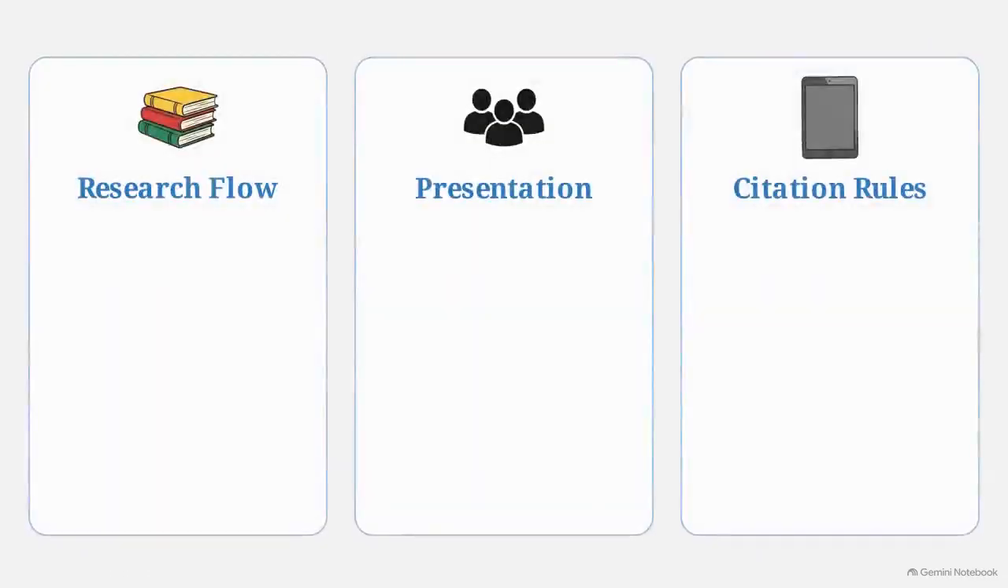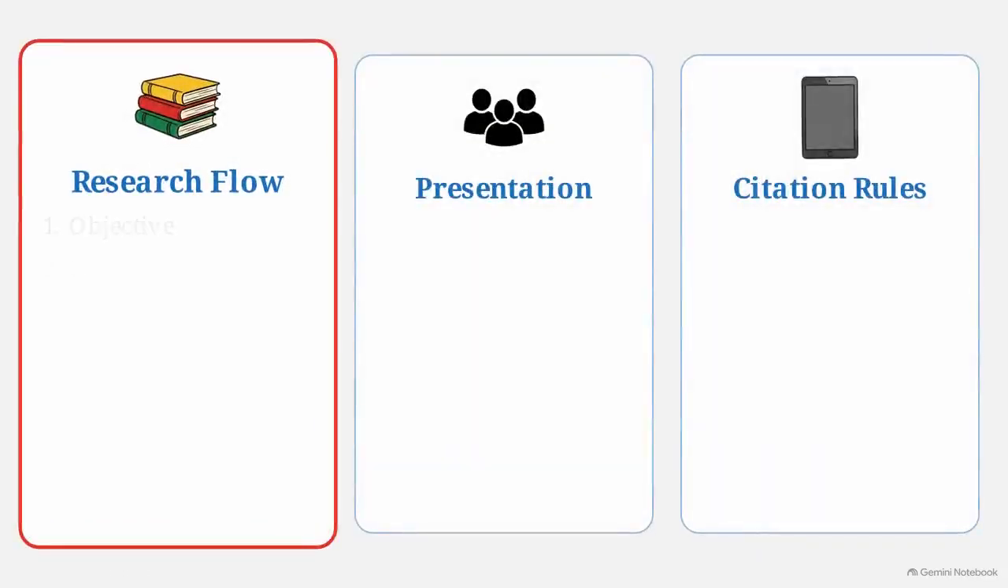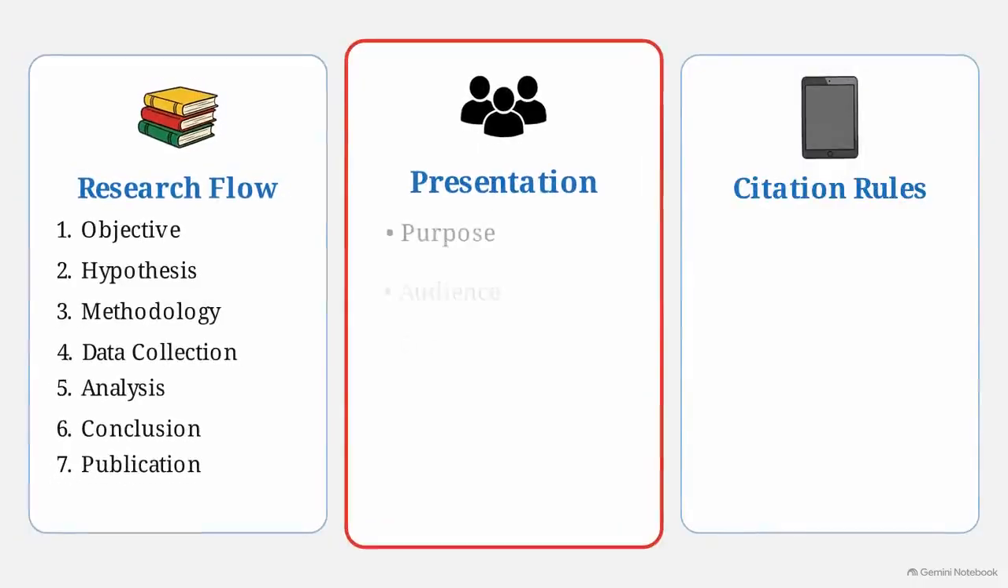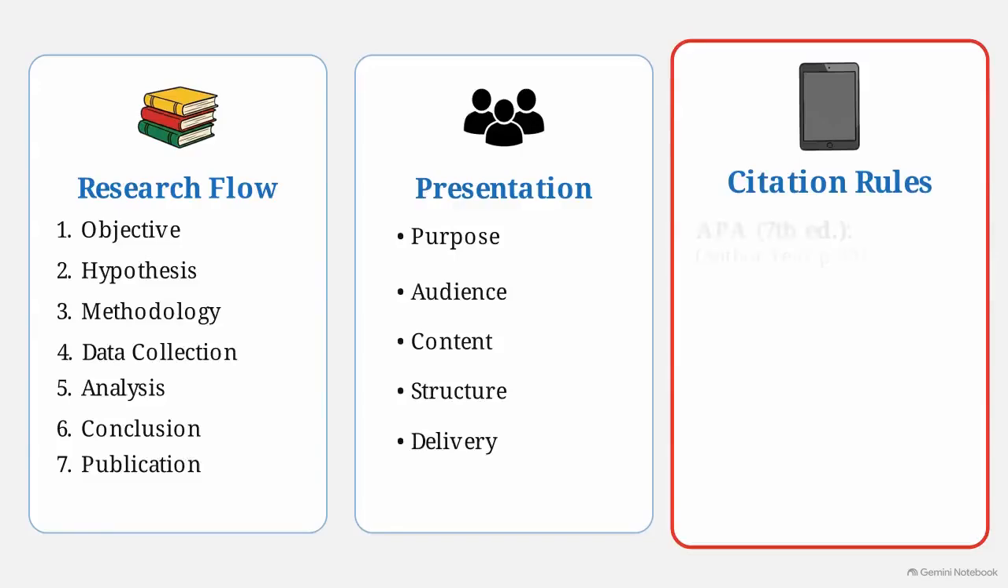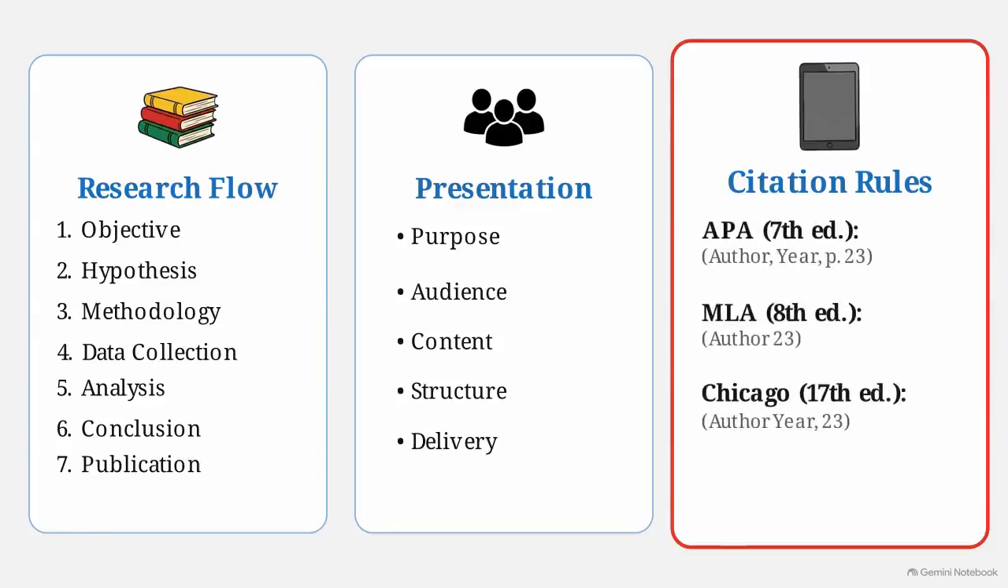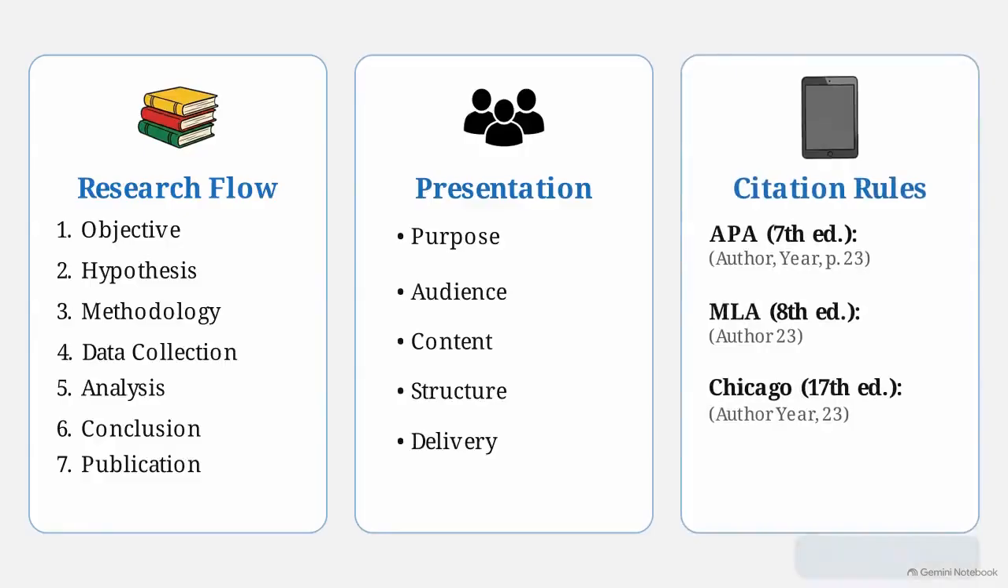This cheat sheet captures our entire journey: the 7-step research flow, the 5 presentation elements, and citation rules for APA, MLA, and Chicago. This concludes today's lesson. Continue developing your research, presentation, and referencing skills using credible sources. See you next class.